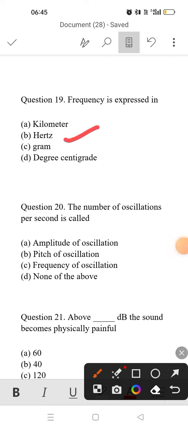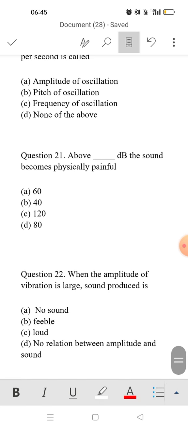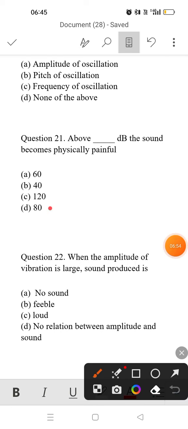The number of oscillations per second: see the ways by which frequency is asked. Wherever you see per second, oscillation or vibration, you directly mark the answer frequency. So the number of oscillations per second is known as the frequency of oscillation. Above dash decibel, the sound becomes physically painful. Above 80 decibel, the sound becomes painful.